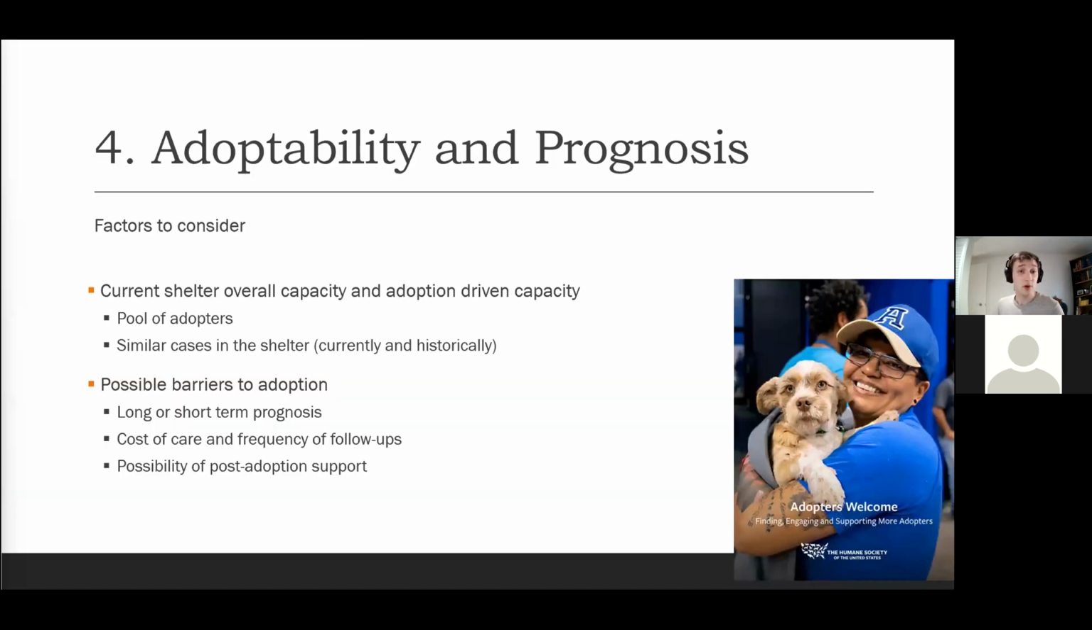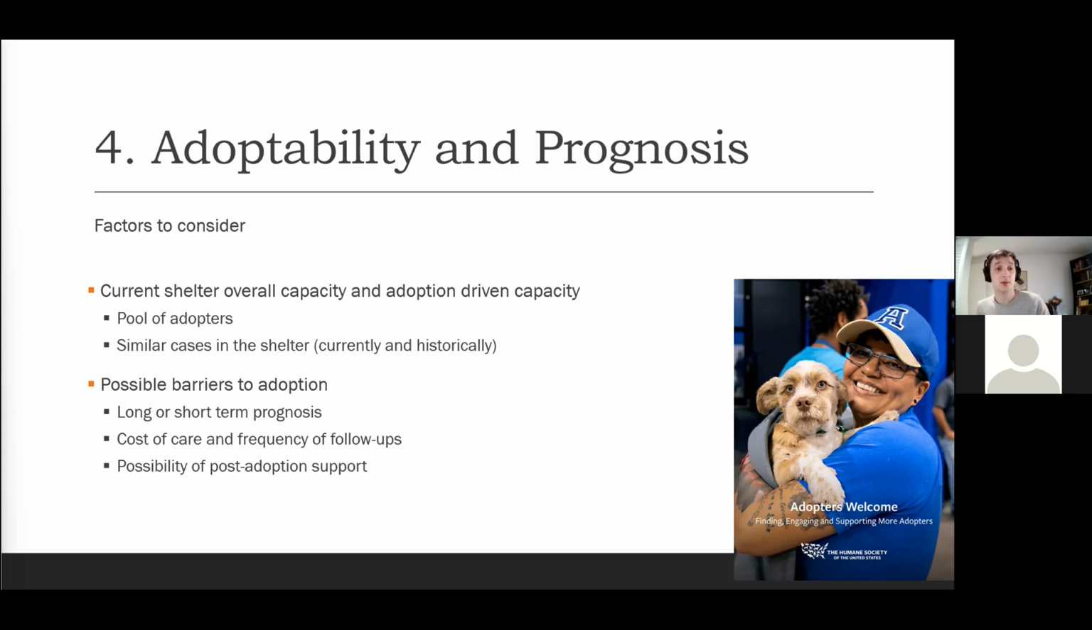And finally, we want to look at adoptability and prognosis at the same time. So we want to know, what is our shelter's overall capacity? And more importantly, in this case, what is our adoption-driven capacity? So what's my local pool of adopters? Do I usually have a lot of people coming in to adopt, quote unquote, broken cats or stuff like this? Or is it something we see maybe once a year?